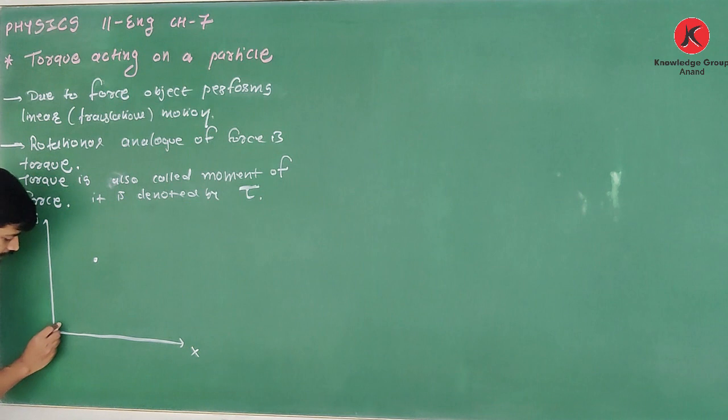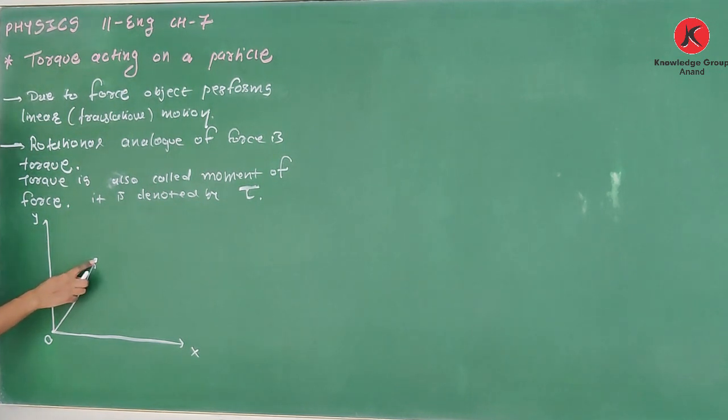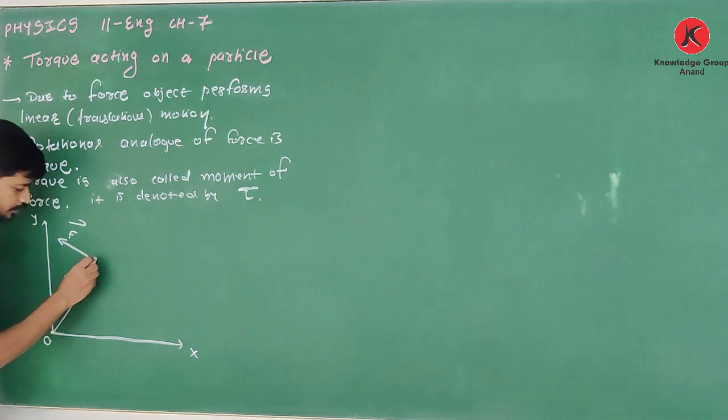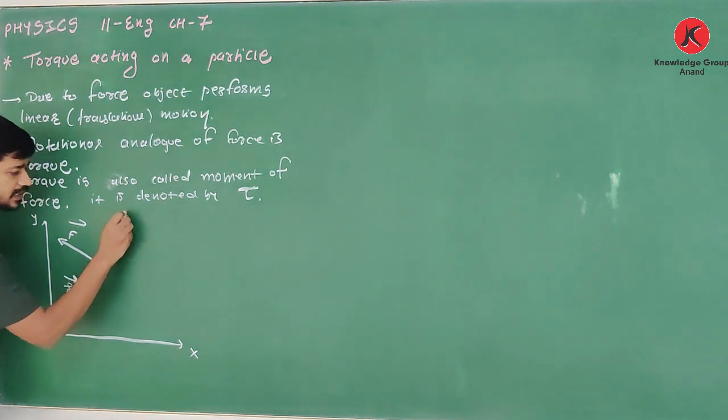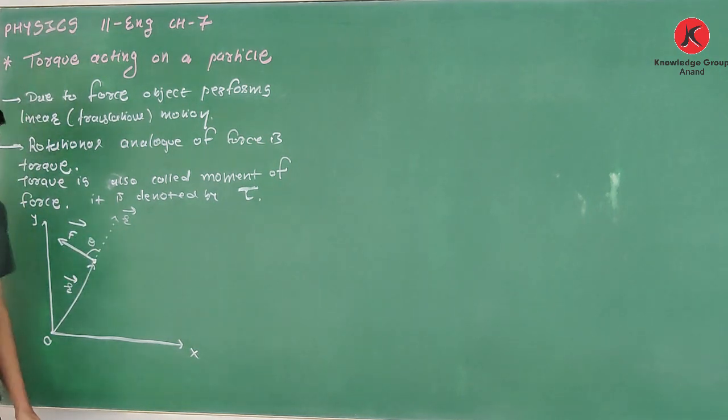Let its position vector be r. Now let the force acting on this particle be F, like this. The force is acting in this direction, and the position vector's actual direction is in this direction. I am assuming the angle between the position vector and force is theta.